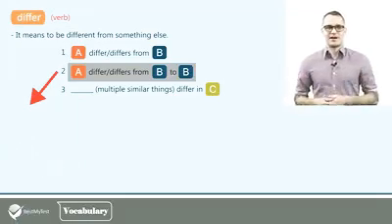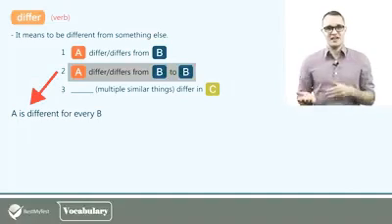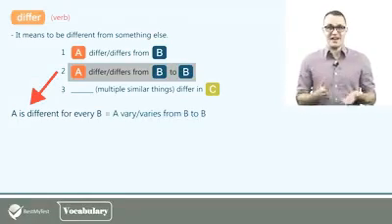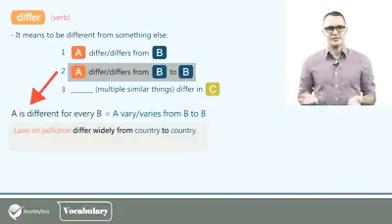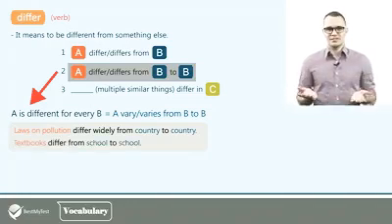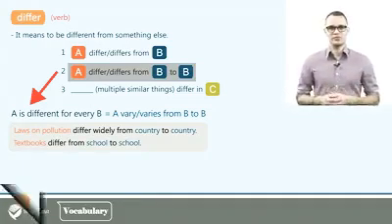Okay, let's look at the next pattern. A differs from B to B. It means A is different for every B. In this case, it is the same as A varies from B to B. Here are example sentences. Laws on pollution differ widely from country to country. Textbooks differ from school to school.